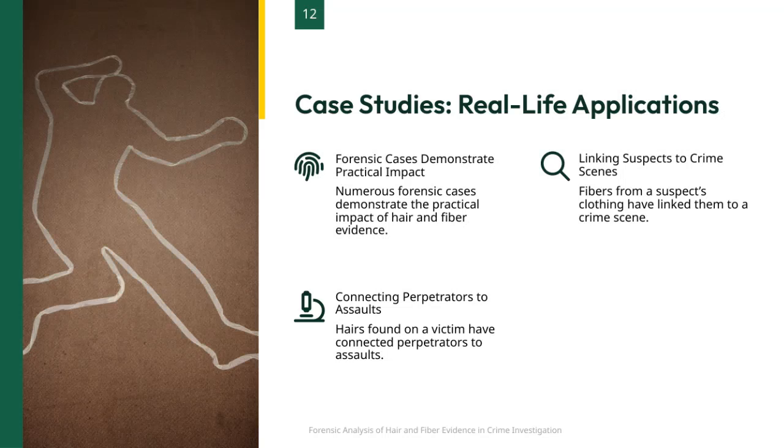When we look at real-life applications, forensic cases really highlight how crucial hair and fiber evidence can be. In many instances, fibers found on a suspect's clothing have directly linked them to a crime scene, providing a vital connection that might not have been possible otherwise. Similarly, hairs discovered on a victim have served as key evidence to identify and connect perpetrators to assaults. These examples clearly show the powerful role that such physical evidence plays in solving crimes and delivering justice.